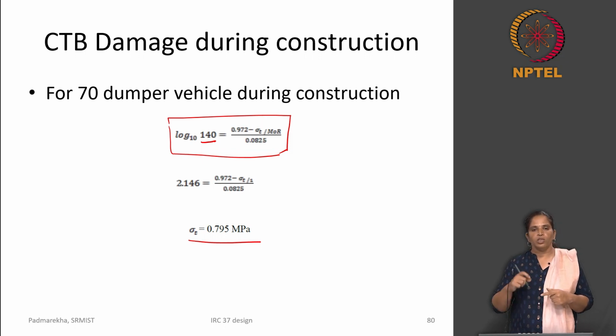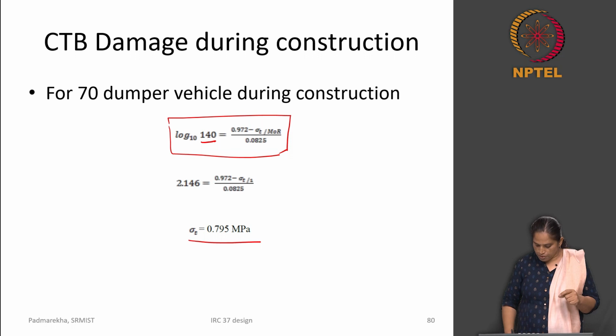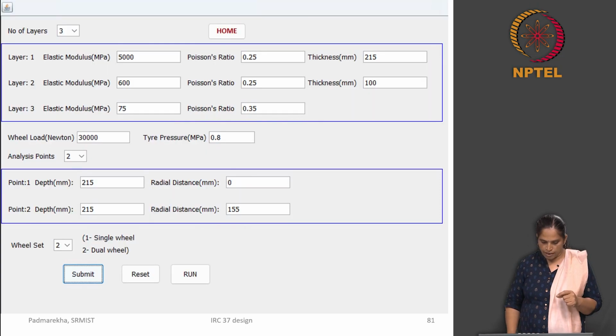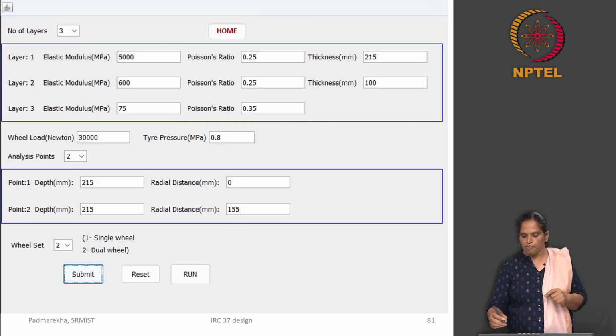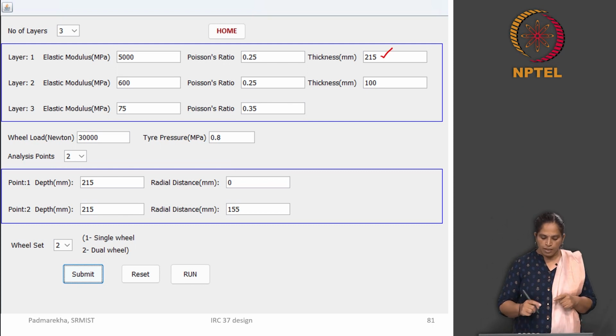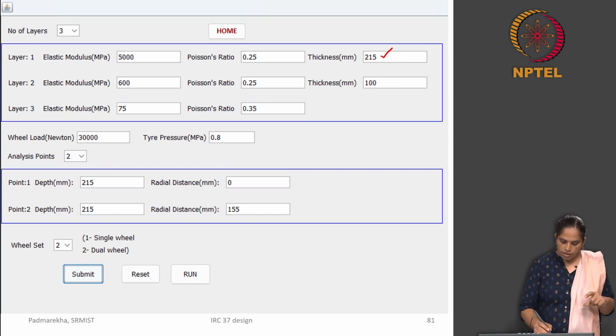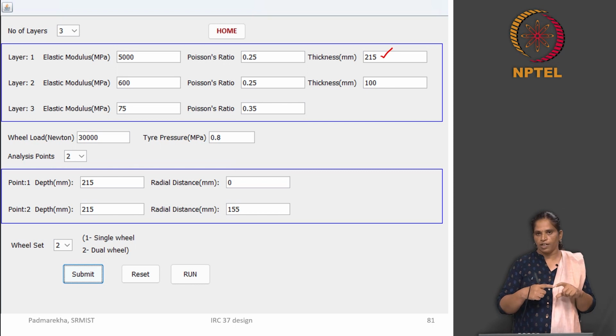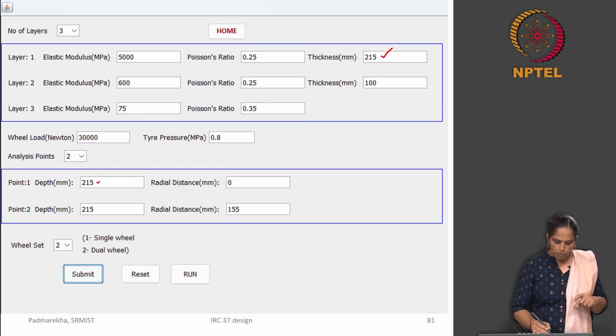So, for that what should be the thickness? You have to do it only by trial. So, I have tried it for a base course of thickness 215 millimeter. Other parameters remain the same. The thickness of the base course was increased to 215 millimeter. The depth exactly where we need stress and strain is at the interface, that is 215 millimeter.